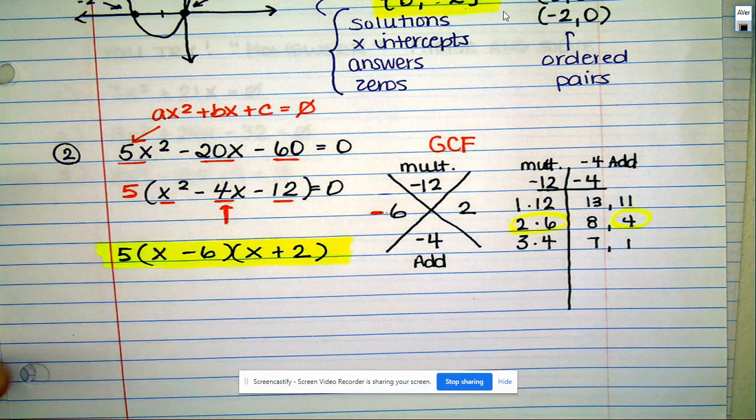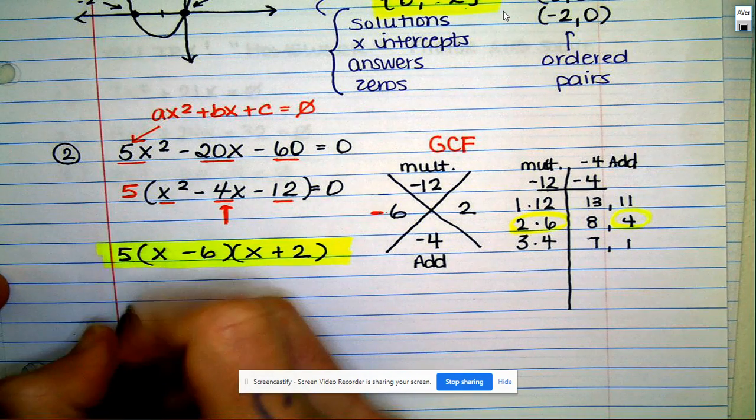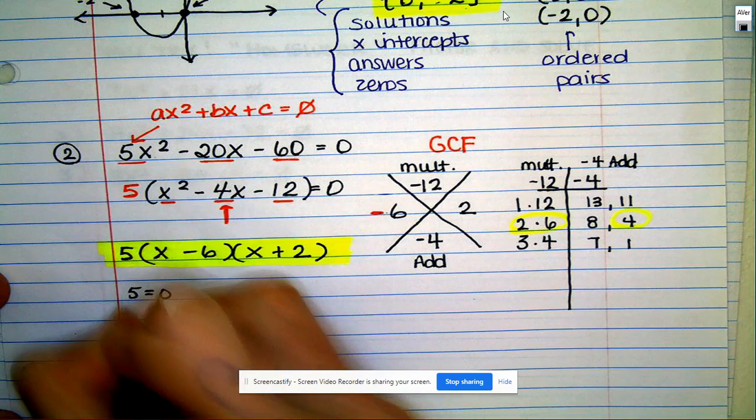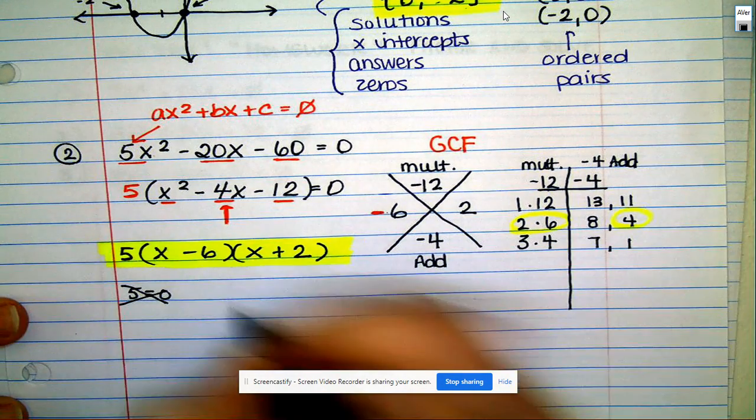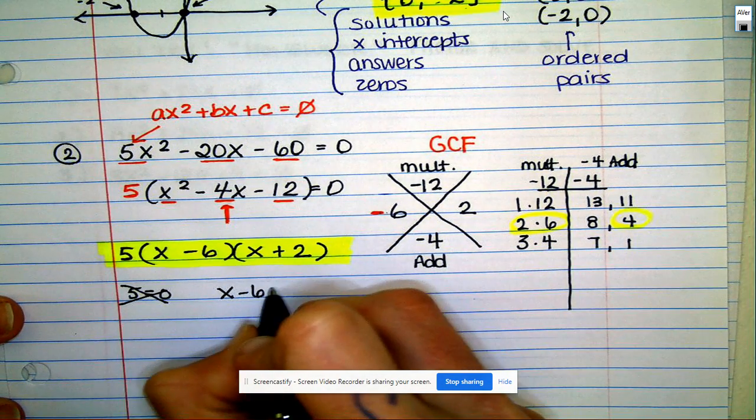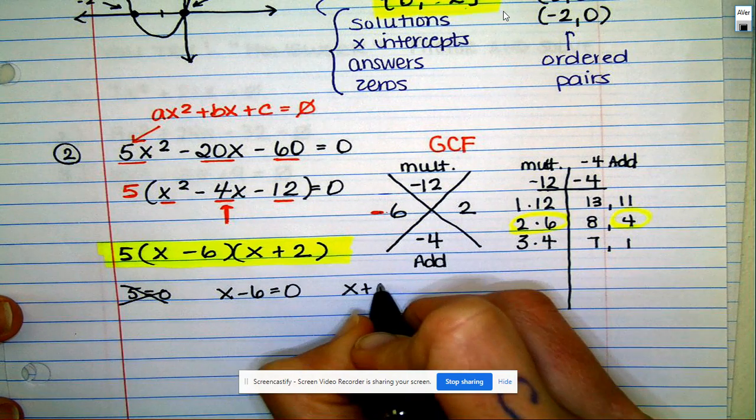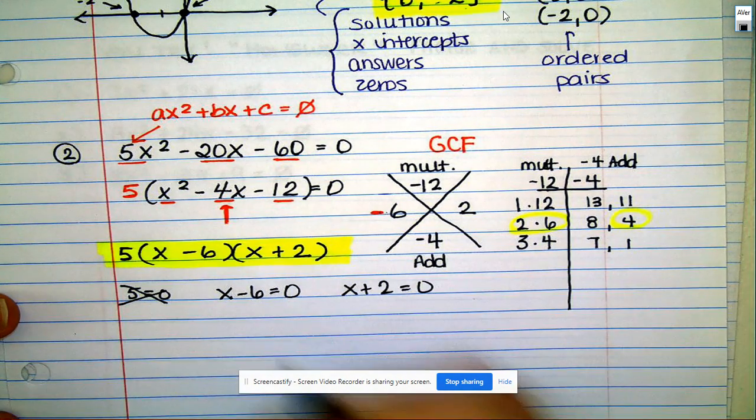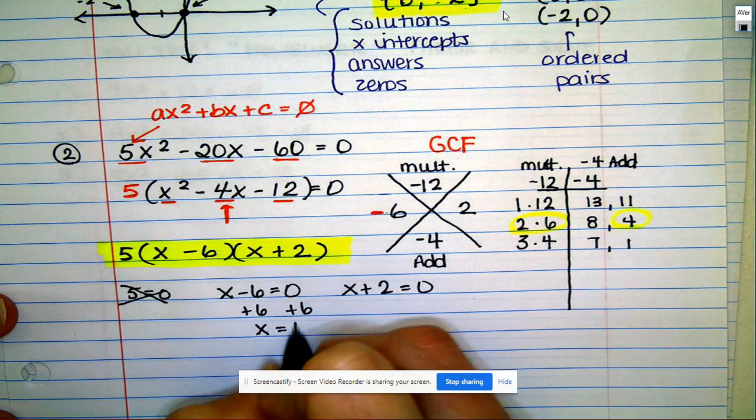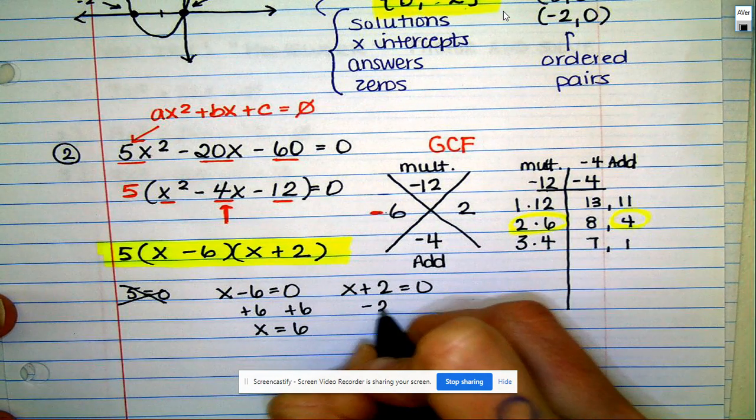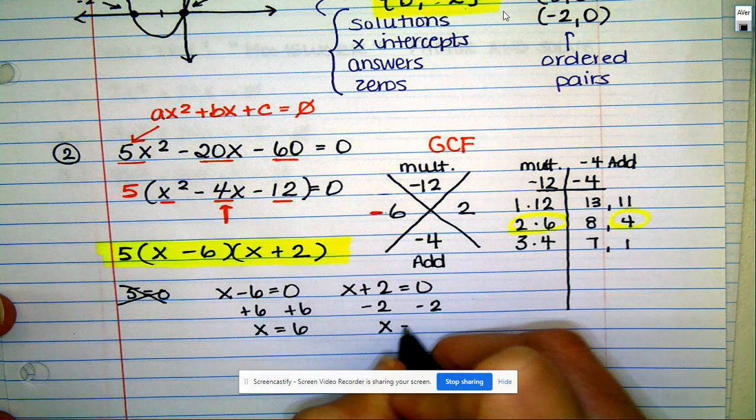So you're going to take your factors. If I set 5 equal to 0, can 5 ever equal 0? Is there anything I can do to that 5 to make it a 0? Since there's no x attached to it, this is not even a conversation. So we're going to take x minus 6, set it equal to 0, and x plus 2, and set it equal to 0, and solve. So I'm going to add 6 to both sides because that's a negative 6. So x is going to equal 6. Minus 2 from both sides. x equals a negative 2.